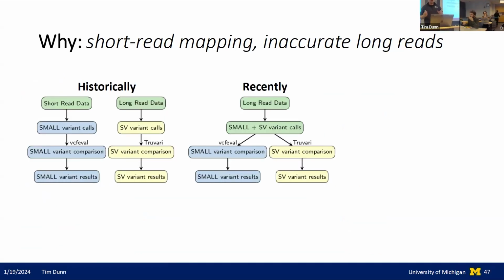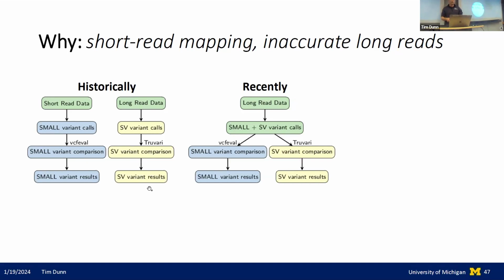So the second project is basically on evaluating both small and structural variants together. Historically, they've been evaluated entirely separately. The main reason for this is that short read sequencing was and still is the dominant whole genome sequencing approach. They would use short read data to make the small variant calls. And then prior work, vcfeval, is designed for just small variant comparison, and it requires exact matches.